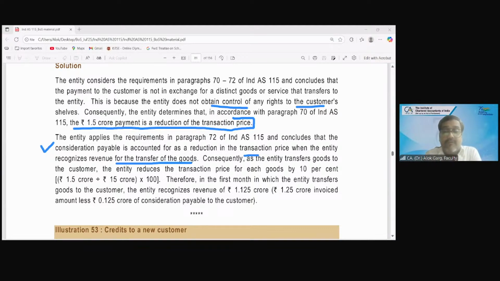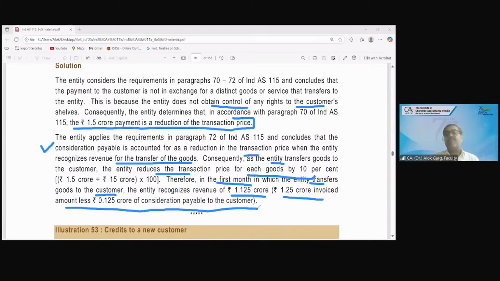So now the customer has modified also, and the entity has started selling. So the answer is saying, consequently, as the entity transfers goods to the customer, the entity reduces the transaction price for each good by 10%, that is 1.5 divided by 15. Therefore, in the first month in which the entity transfers goods to the customer, the entity recognizes revenue of 1.125 crore: 1.25 crore invoiced amount less 0.125 crore of consideration payable to a customer.